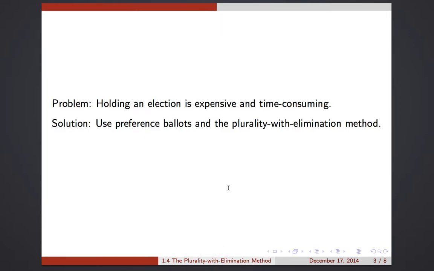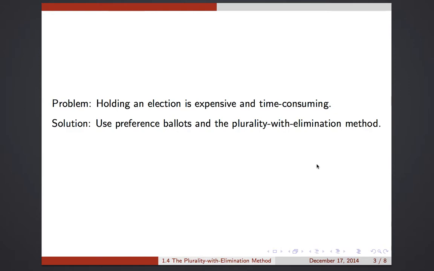One thing you could do, though, is simulate this process. Simulate the process of having runoff elections using preference ballots. Essentially all that the plurality with elimination method is, it's doing a series of runoff elections without having to actually hold those elections because you have the preference ballots. So keep in mind that's what plurality with elimination is. There are no points, nothing like that. It's just: what if we could hold a bunch of runoff elections and keep running them until somebody gets a majority of the first place votes?